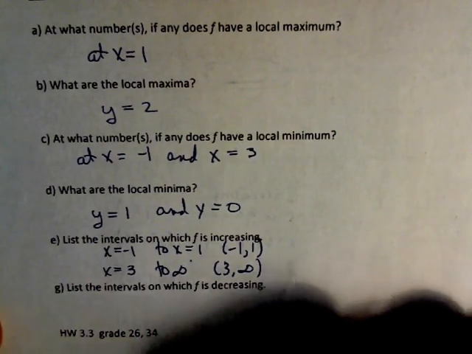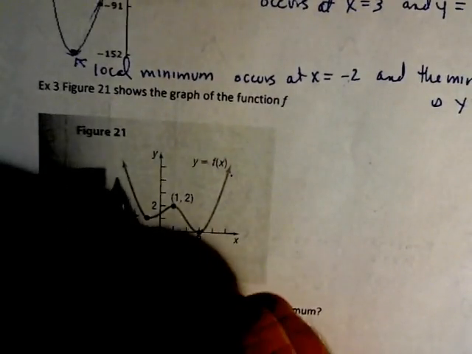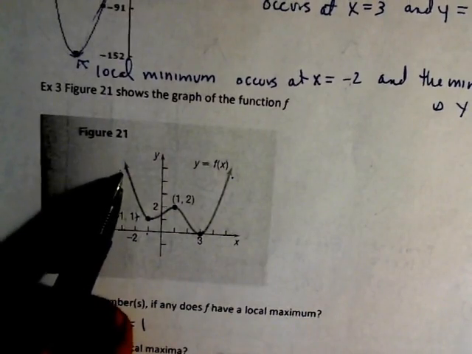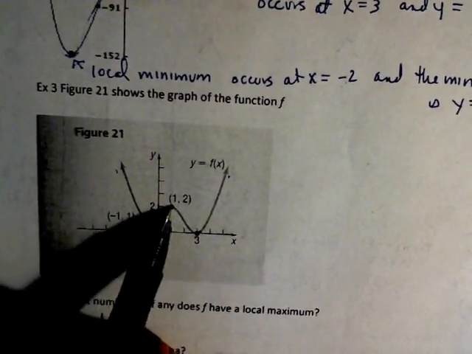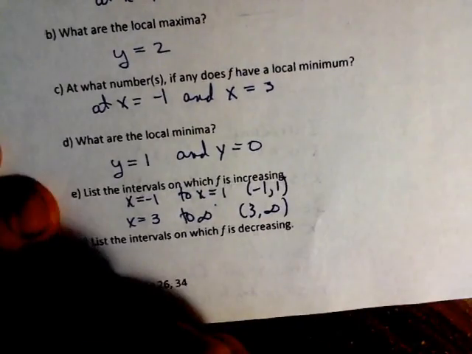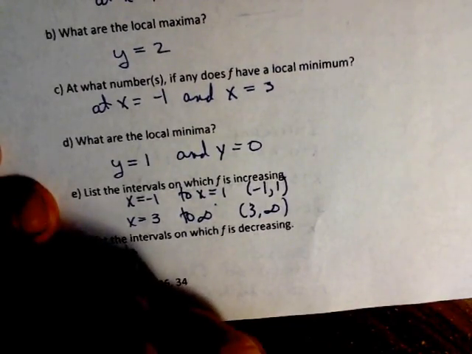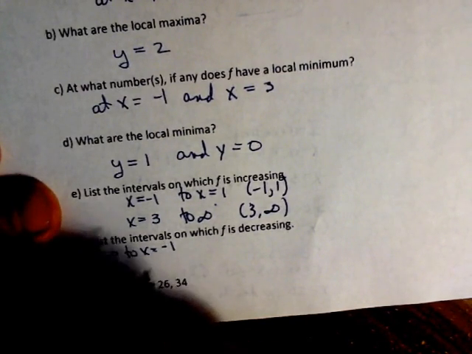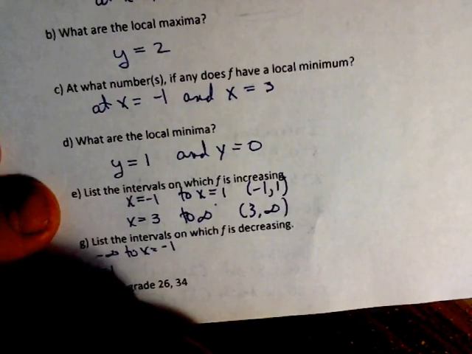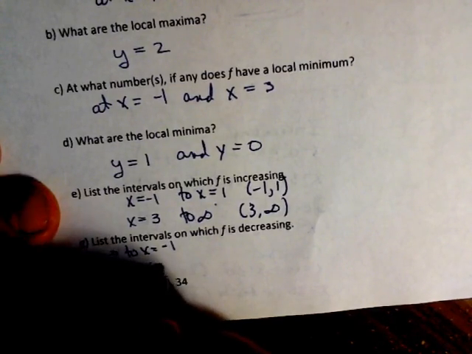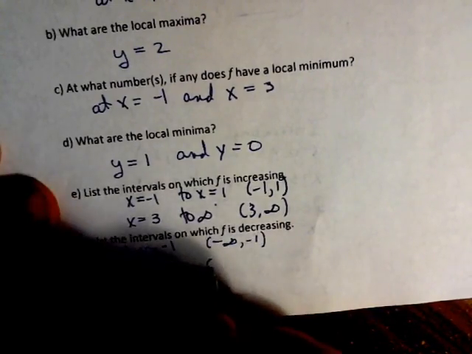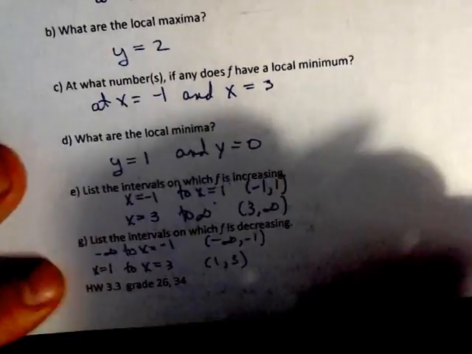Where is it decreasing? Again, it's decreasing from here to here. Even though that arrow's pointing up, it's still decreasing from here to here. So it's decreasing from -infinity to X is -1. It's also decreasing from X is 1 to X is 3. Again, we can use our interval notation to give those answers.